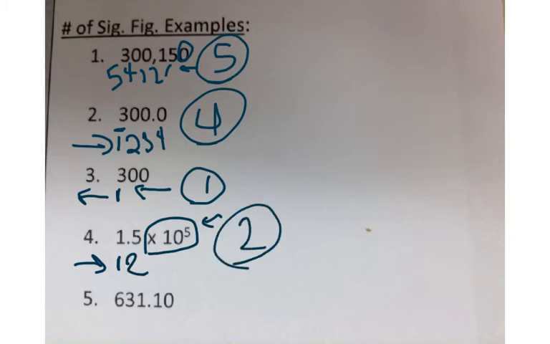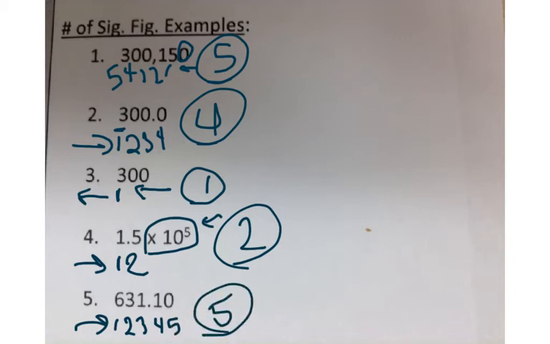This last one, the decimal is present, so I'm going to still start from the left side going inward, and it is going to start at this 6, my first non-zero number, so this would be 1, 2, 3, 4, 5. So this would have 5 significant figures. That is how you count sig figs.